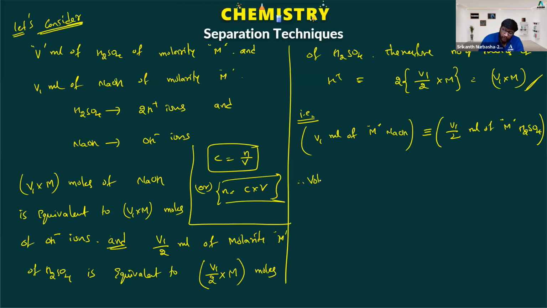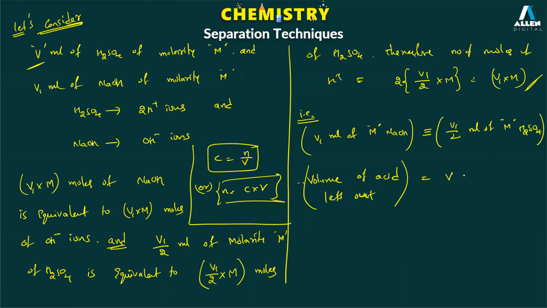Therefore, volume of acid left out, how much? What is the initial volume of H2SO4? Initial volume of H2SO4 is V ml, and we have added V1 ml of molarity M NaOH. V1 ml of molarity M NaOH neutralized V1 by 2 ml of molarity M H2SO4. So what is the volume of acid left out? V minus V1 by 2, or not?